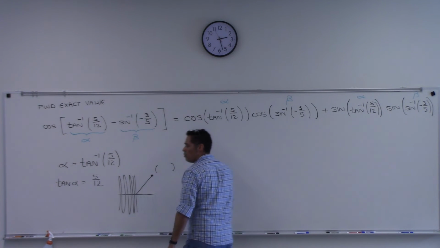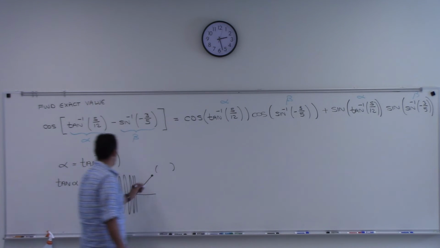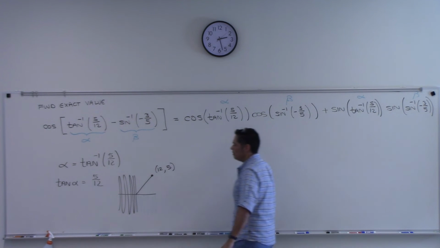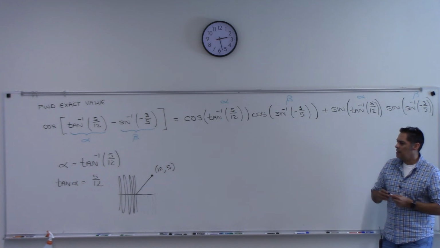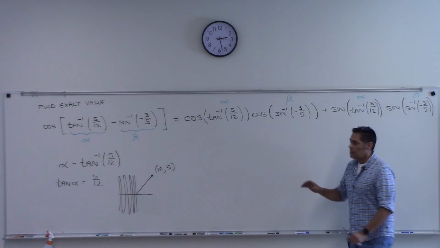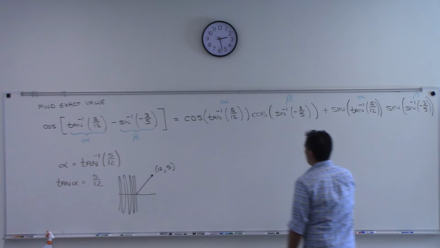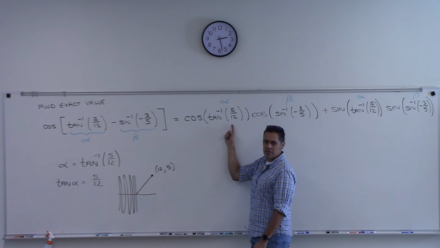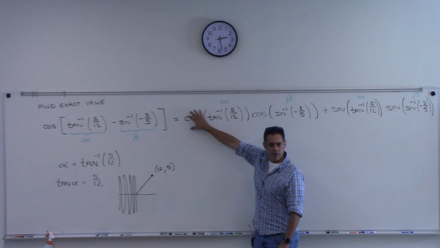Do you know the x and y coordinate? 12 is the x coordinate and 5 is the y coordinate, right? Now I really need you to back up for a second and understand why I'm doing this. Look at that expression again. We really want to know what cosine of alpha is. Forget how complicated that looks; at the end of the day, I need to know what cosine of alpha is.